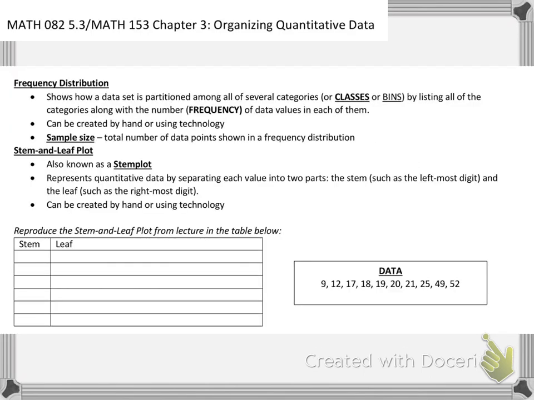So this first slide discusses frequency distribution. Generally speaking, a frequency distribution shows how data is partitioned among several categories or classes or bins. A lot of these ways of organizing data are predicated on putting data into bins. Also, we need to understand that our sample size means the total number of data points shown. So let's get started with a stem and leaf plot.